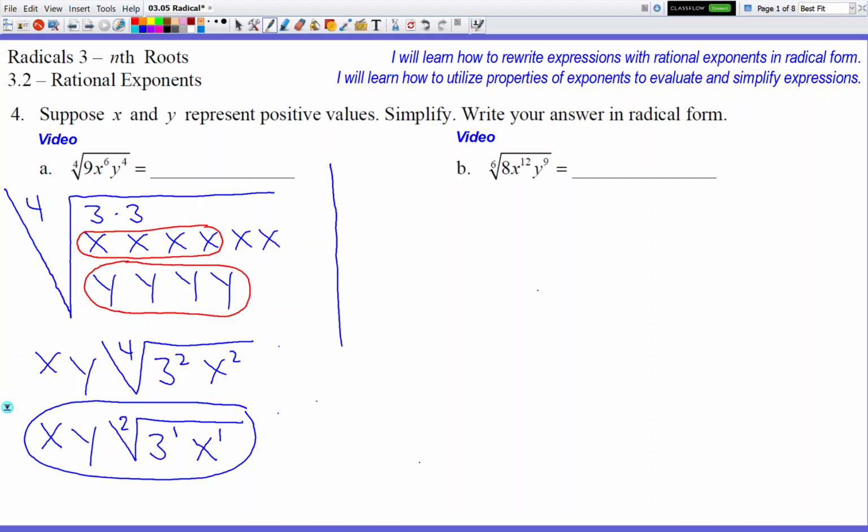All right, so let's look at letter B. Same exact concept. We have a 6th root radical, and we have a ton of stuff that we have to write inside the 6th root radical, because I have to find 6 things that match.